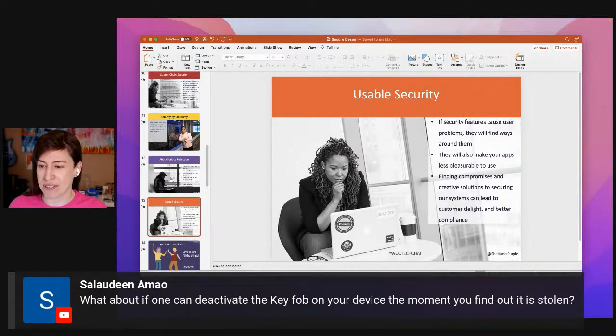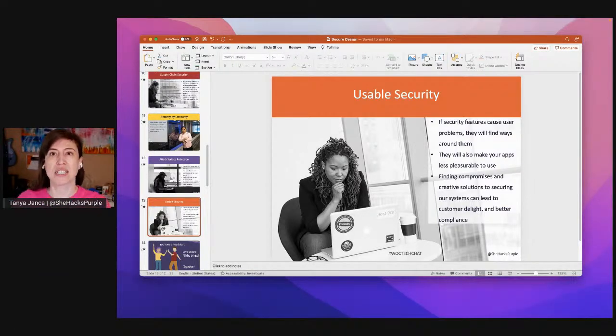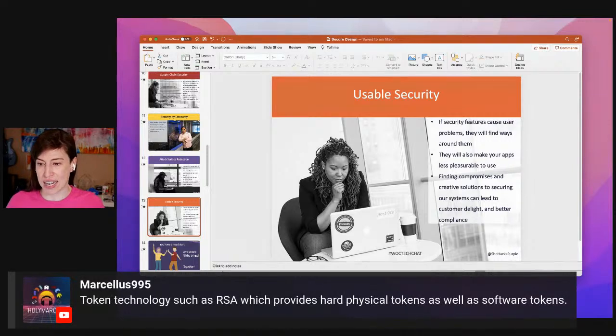G. Voden says, right, for Wi-Fi and even wired networks, having a certificate that authenticates you. Whatever we can do to take the onus and effort off of the final user, but still protect them, I think is good. Marcella says token technology such as RSA, which provides hard physical tokens as well as software tokens. Yeah, I think those are cool. I think those are very cool.